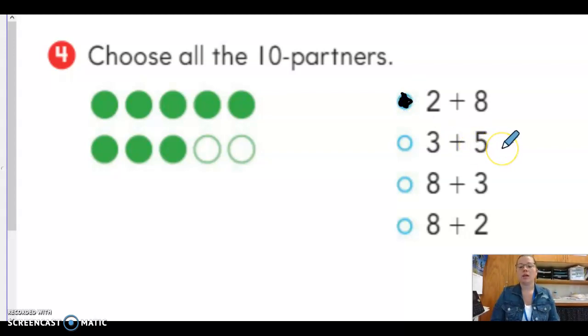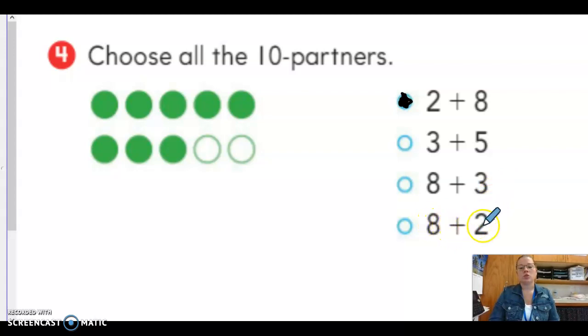Now we have 3 and 5. Let's check if that's a partner of 10. 3 and 5. I still have 2 fingers down, so I think this is a partner of 8, so we're not going to fill in that one. Let's check 8 and 3. Is that a partner of 10? Well, we know that 8 and 2 is a partner of 10, so 8 and 3 must make 11, so we can't use that one.